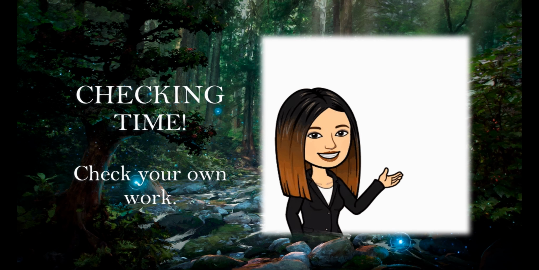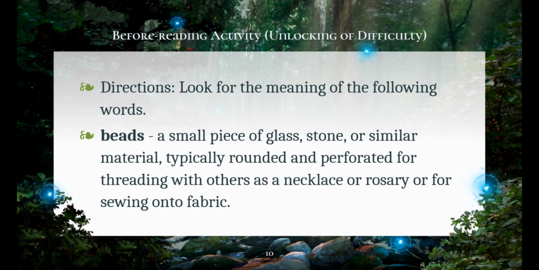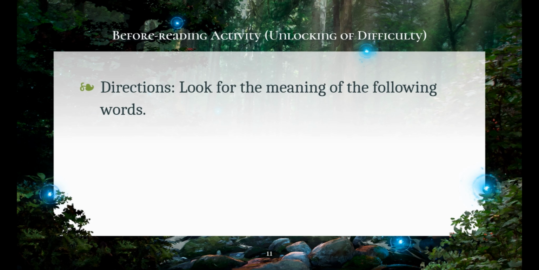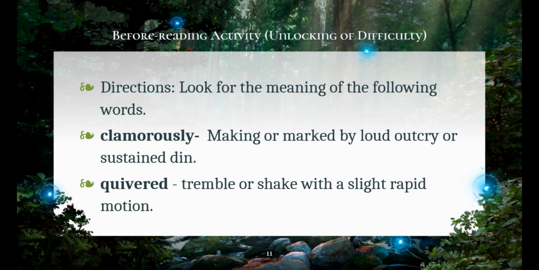It's checking time. Let's see how well you did. Look for the meaning of the following words. Beads: a small piece of glass, stone, or similar material, typically rounded and perforated for threading with others as a necklace or rosary, or for sewing onto fabric. Clamorously: making or marked by loud outcry or sustained din. Quivered: tremble or shake with a slight rapid motion.